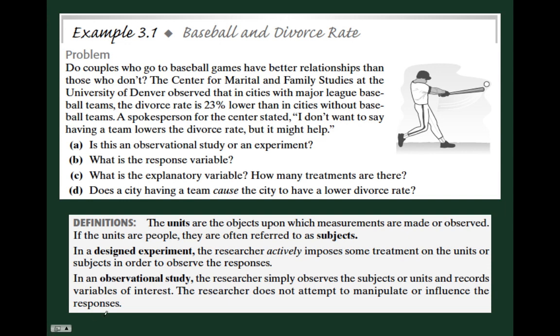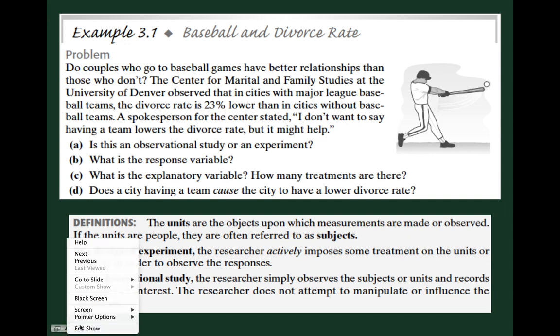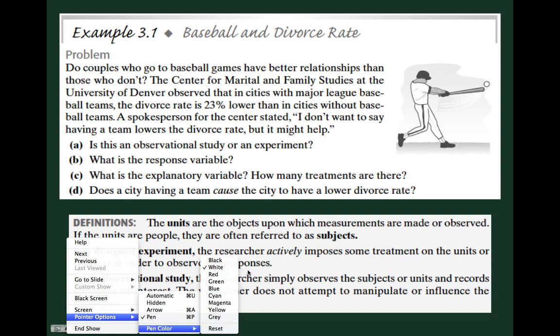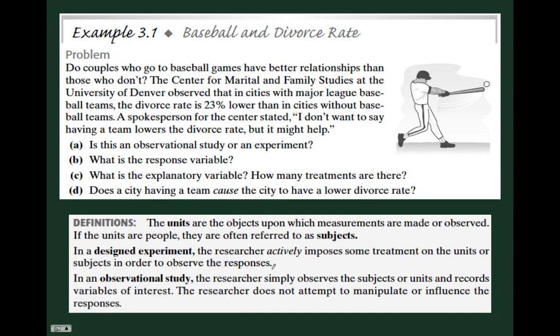So again, in this chapter, we're looking really at two types of studies. One type is a designed experiment, and the other type is what we call an observational study. And so with a designed experiment, we may be able to establish a cause and effect relationship, or find evidence.